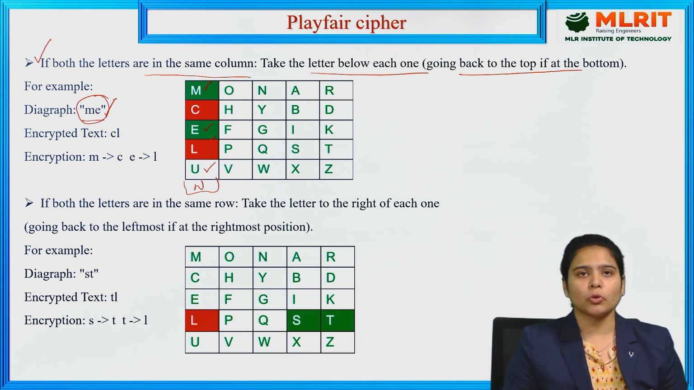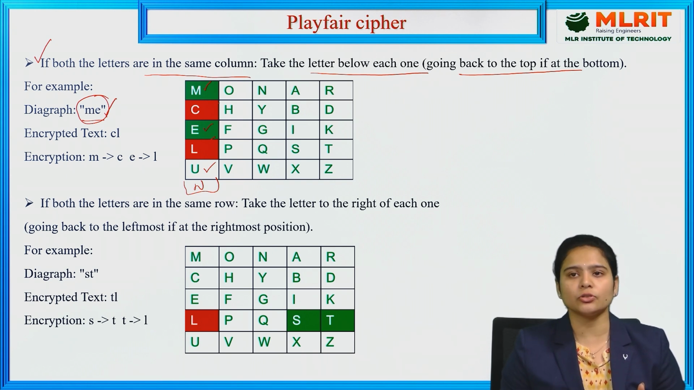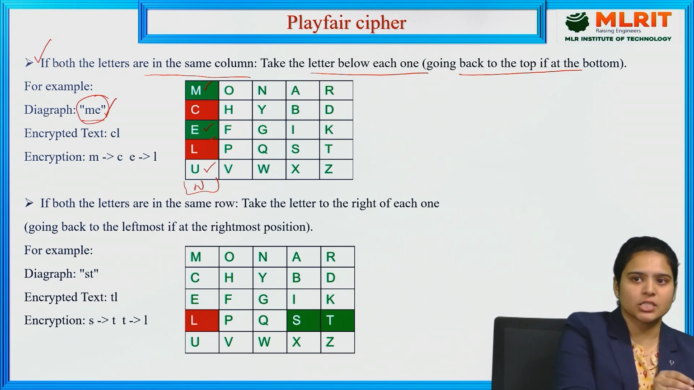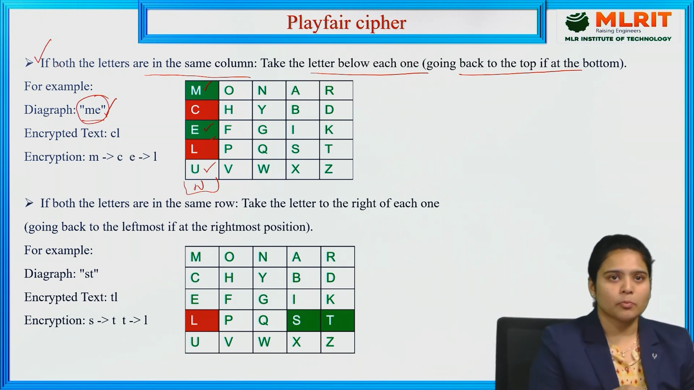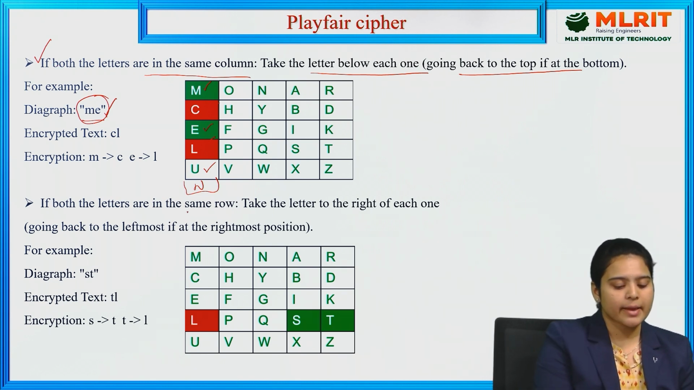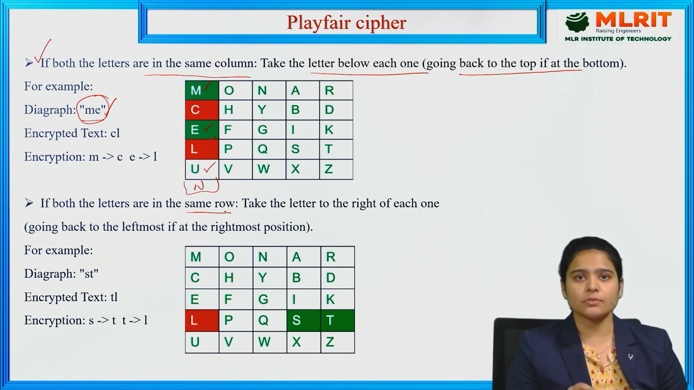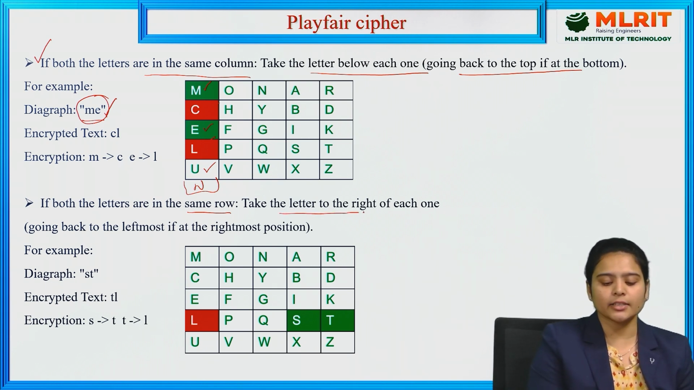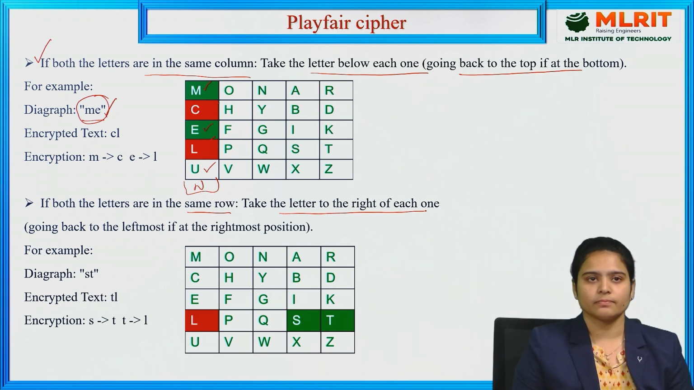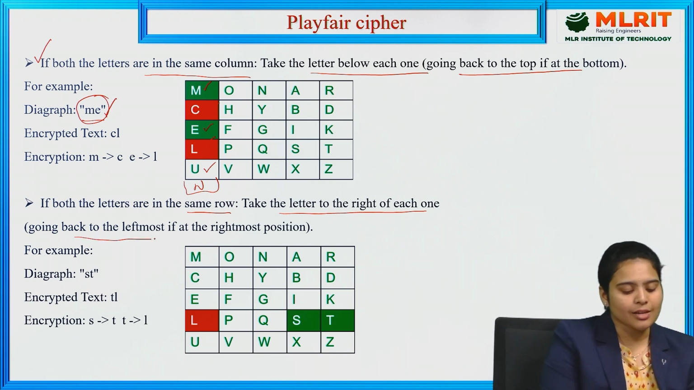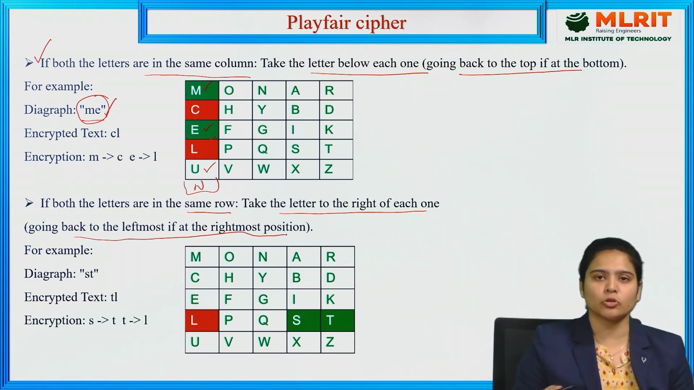If both letters are in the same column, we take the letter below each one. That is the first rule. The next rule: if both letters are in the same row, what should we do? Take the letter to the right of each one, going back to the leftmost if at the rightmost position.